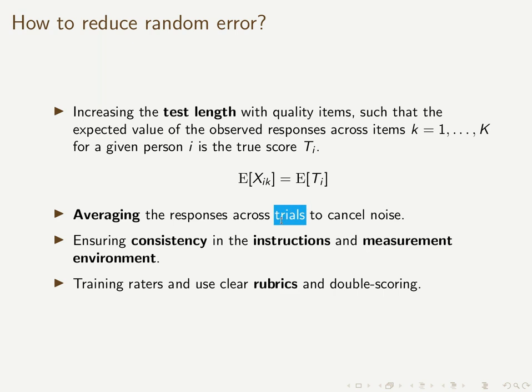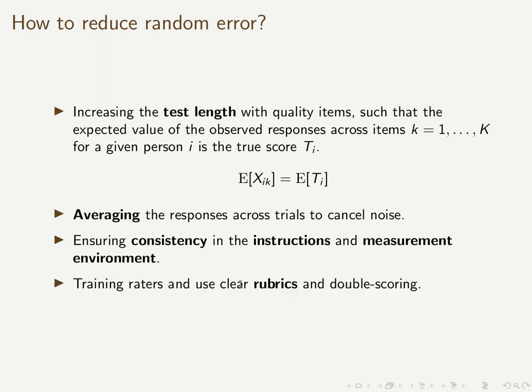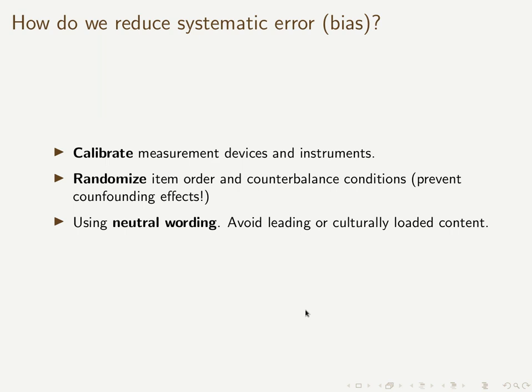Other approaches include applying the test multiple times, so that's what I mean by trials here, collecting many observations and then averaging across them to cancel out the noise and try to get a closer estimate to the true value. Other ways, of course, are ensuring that the instructions and the measurement environment are as standardized as possible so that we prevent external sources of distraction from inducing this measurement error variation. And also training graders and using super clear rubrics that guide people in grading these evaluations. And how do we reduce systematic error?